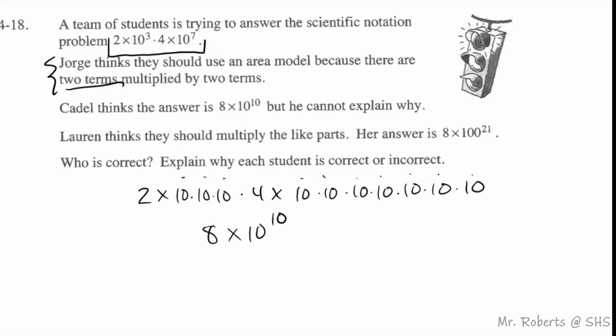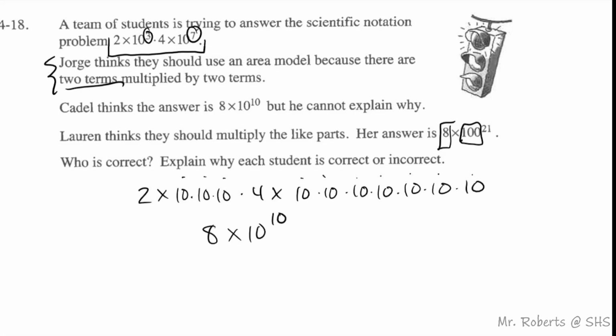So I guess the problem with Lauren is, yeah, the 2 times 4 worked out for her, but 10 times 10 is not good because I'm not multiplying a bunch of 10 times 10s. What I'm multiplying is a bunch of 10s. And how many 10s are there? Well, there's 3 of them times 7 more. So there's a total of 8 10s.